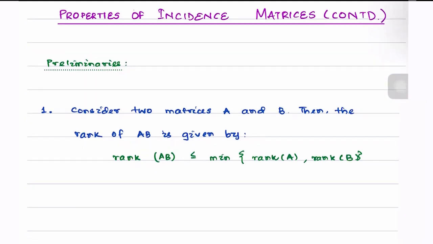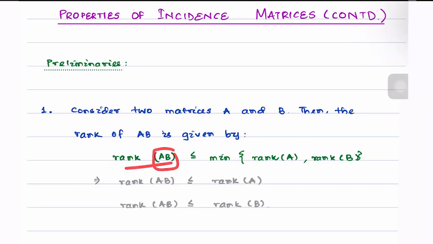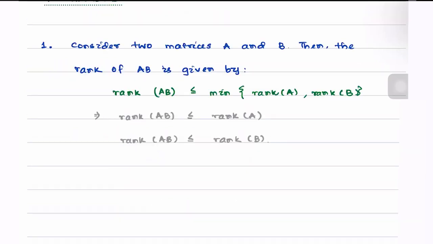What does this imply? This implies that whenever we are taking a product of two matrices, what we can say with absolute certainty, something that follows from this fact, is that the rank of AB is less than or equal to the rank of A. Similarly, the rank of AB is also less than or equal to the rank of B. Meaning, when we are multiplying two matrices, the rank of the product is less than or equal to the ranks of the individual matrices which we are multiplying. This is the first preliminary.